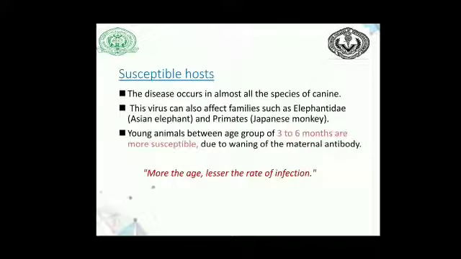Susceptible host. Which dogs are more prone to this disease? The disease occurs in almost all the species of canine. The virus can also affect families such as Elephantidae, that is Asian elephant, and primates, that is Japanese monkey. But the thing to be remembered is that young animals between the age group of 3 to 6 months are more susceptible due to waning of the maternal antibody. So it has been said that the greater the age, the lesser the rate of infection.